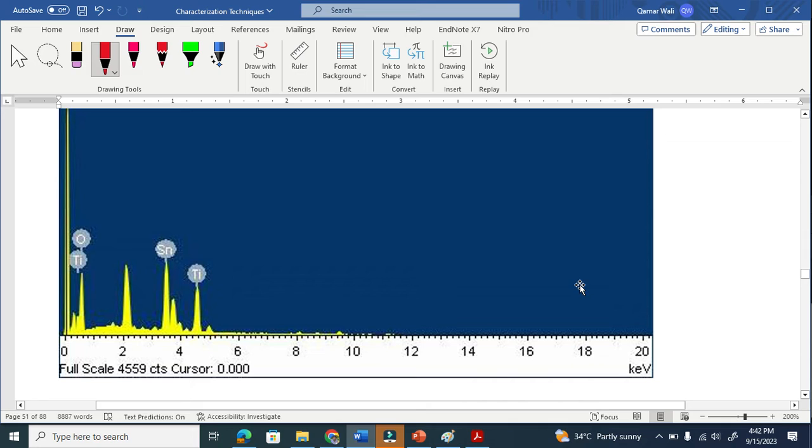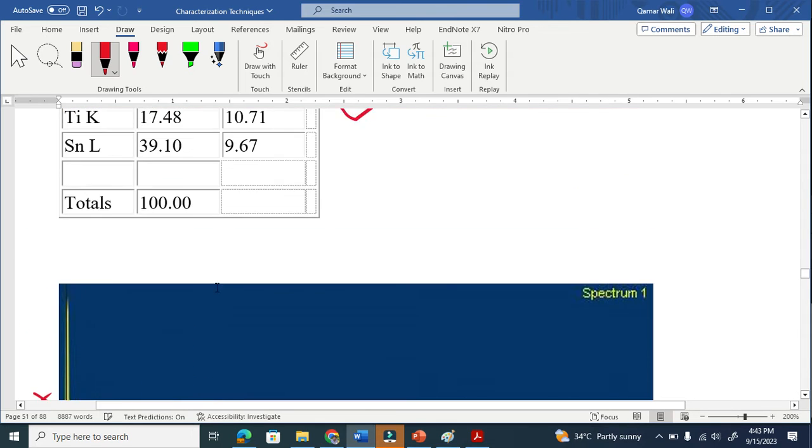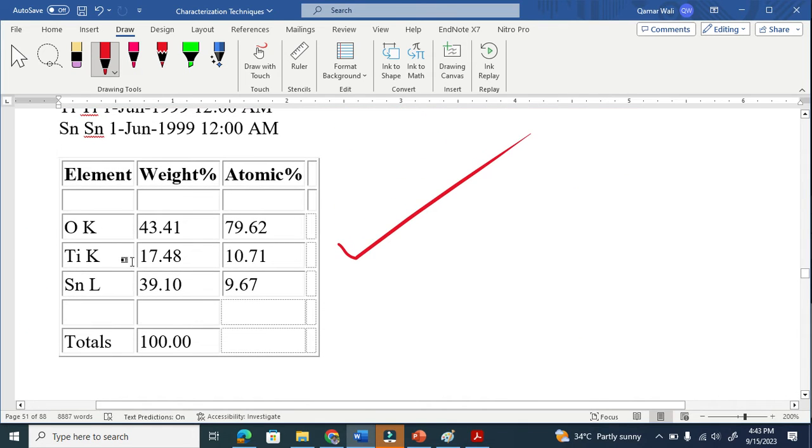So look at the graph here. On the y-axis is intensity, and this is energy, in kilo-electron volts. This peak gives us titanium, this one Sn, and this other low peak is titanium again, and this large peak is oxygen. These reflect the transitions: for oxygen, it is the K-shell.